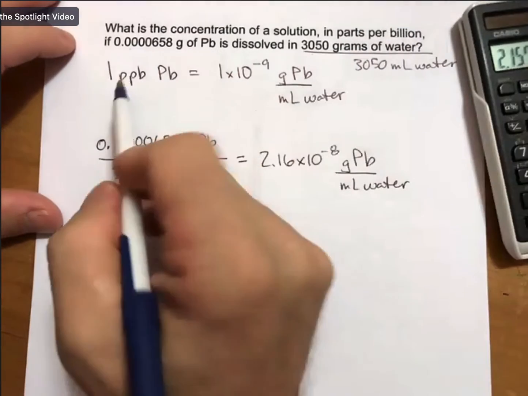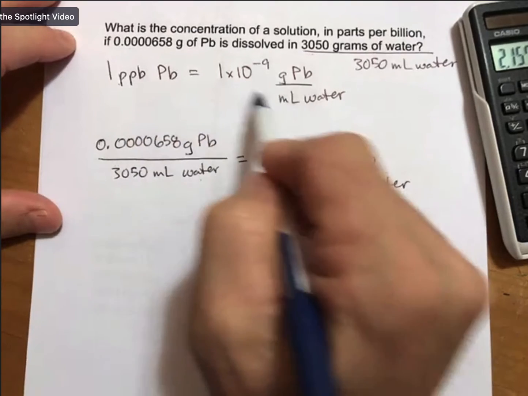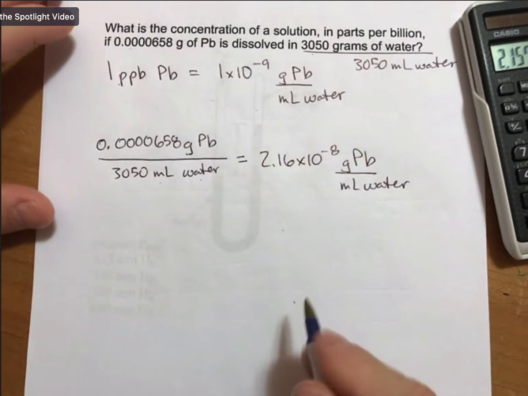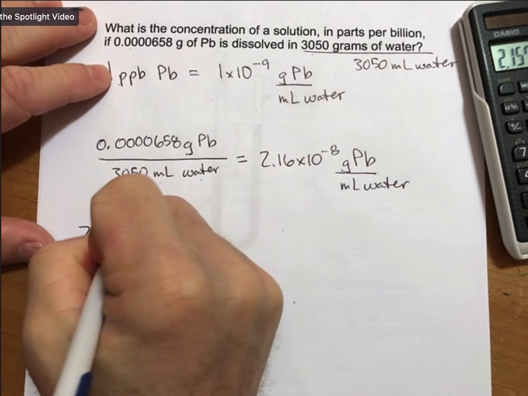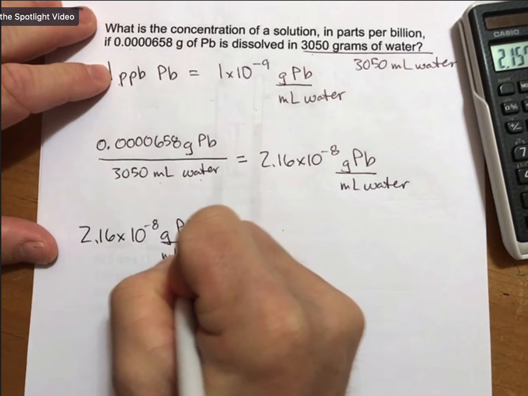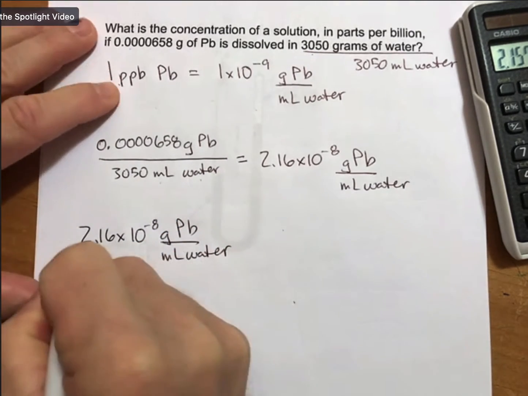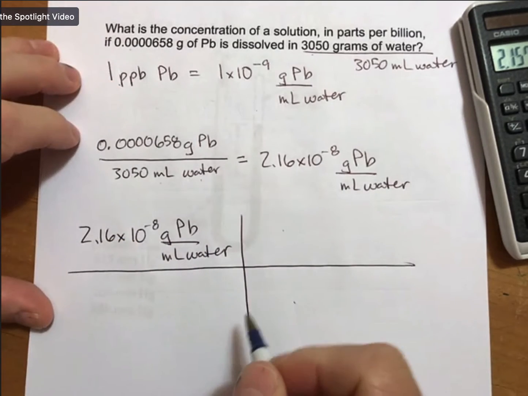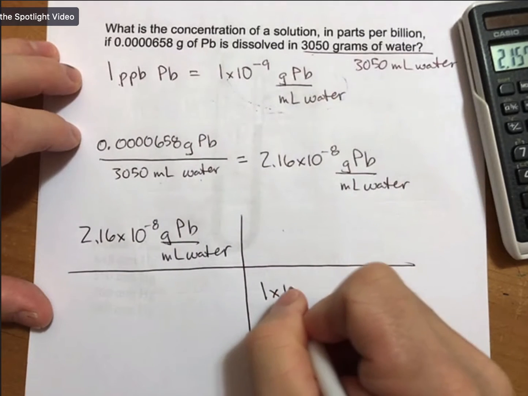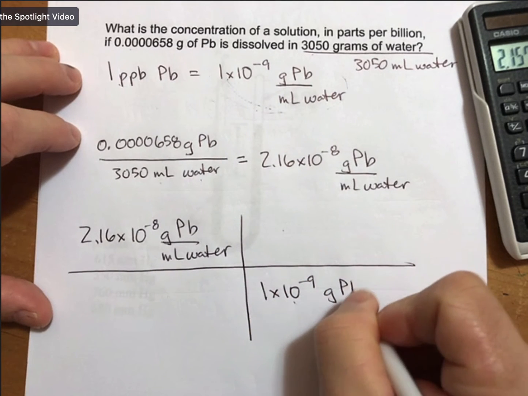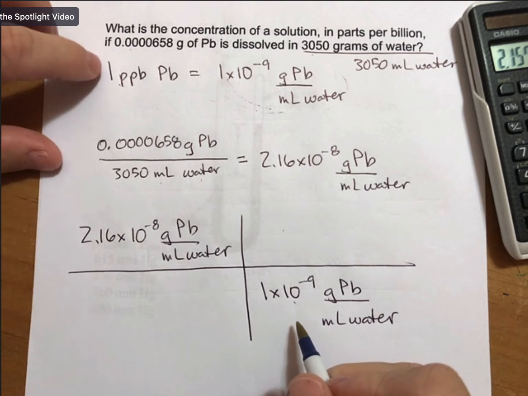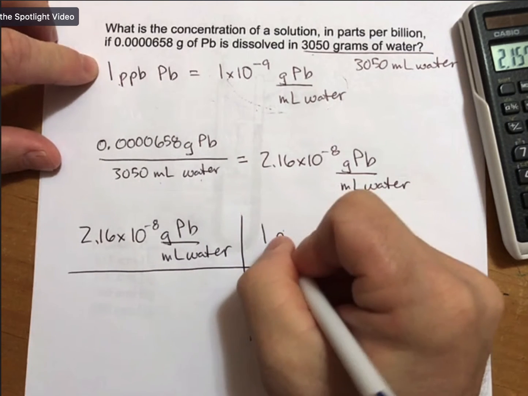And now I'm going to use this equal statement up here. Any two things that are equal can be put above and below each other in a unit conversion factor. So I'll put this part on the bottom, and I'll put my 1 part per billion lead on top.